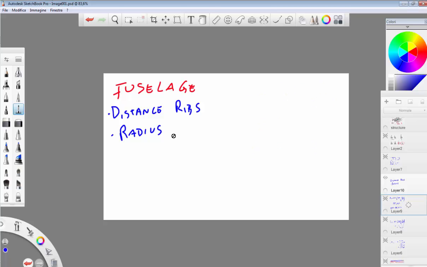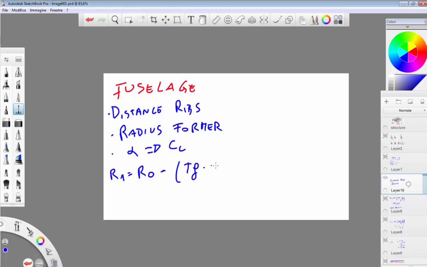Okay. The radius of the former or rib is the same. With wing they are called ribs, with fuselage they are called formers. Then choose your angle, which depends on the lift coefficient. Then you know that the radius of former 1 is the radius of former 0 minus tangent of alpha divided by 2.